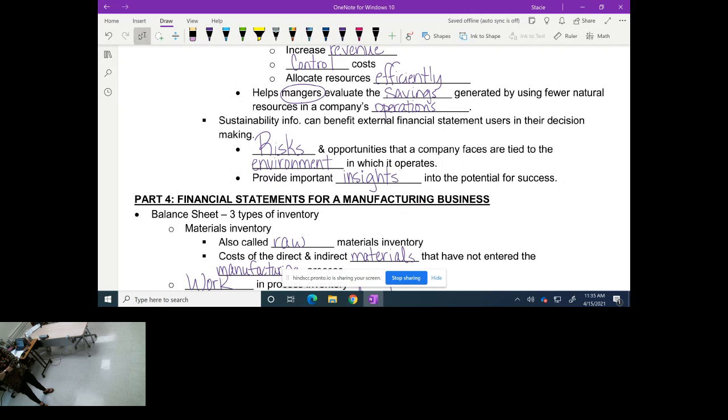All right, so sustainability info can benefit external financial statement users in their decision making. So they can look at, are y'all taking measures to reduce costs? The risks and opportunities that face a company are tied to the environment in which they operate. I mean, yeah, that makes sense. And it can provide important insights for the potential for its success.